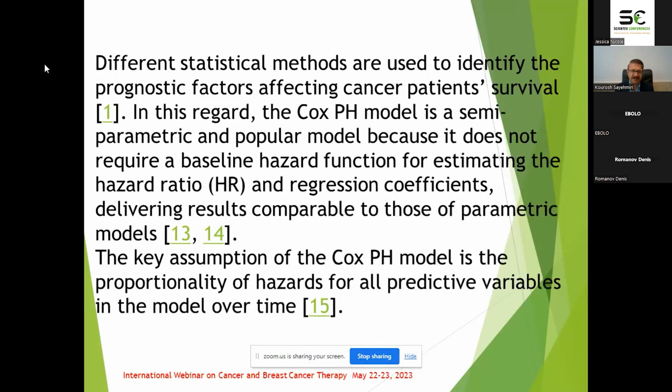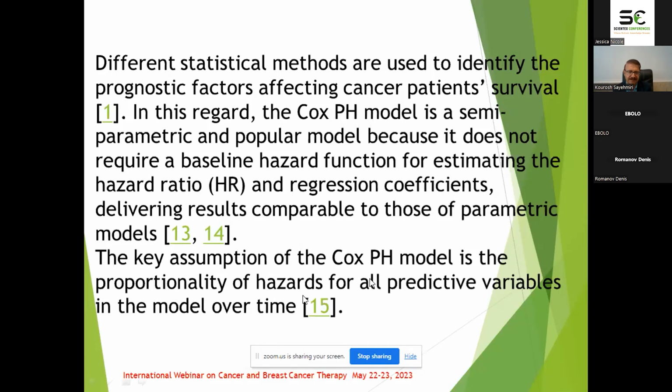But the key assumption of Cox-PH models is the proportionality of hazards for all predictive variables in the model over time. This key assumption is very, very important, but unfortunately, in most research, they don't pay attention to this importance. When this key assumption is violated, we cannot trust the results.